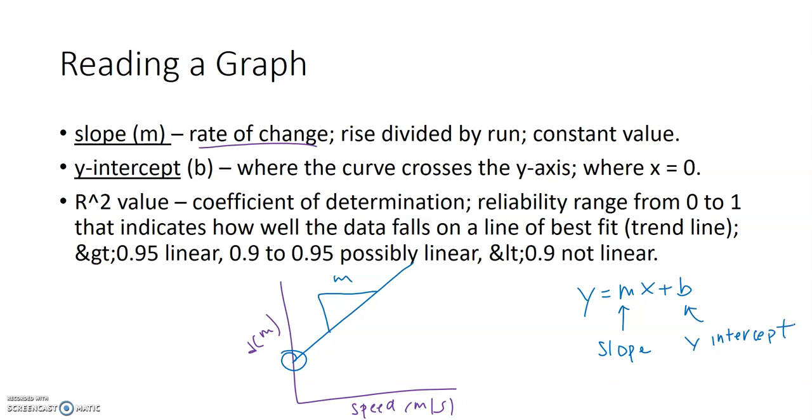Okay, and then finally, we have the r-squared value. This is a coefficient which you can get from Google Sheets or Excel, and it tells you how linear your data is, how well it fits a line of best fit. So if your r-squared value is greater than 0.95, you say for sure this is a linear relationship. If it's between 0.9 and 0.95, you say maybe that's a linear relationship. And if it is below 0.9, we'd say this is not a linear relationship.